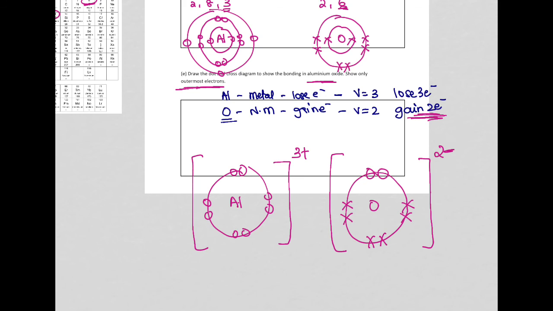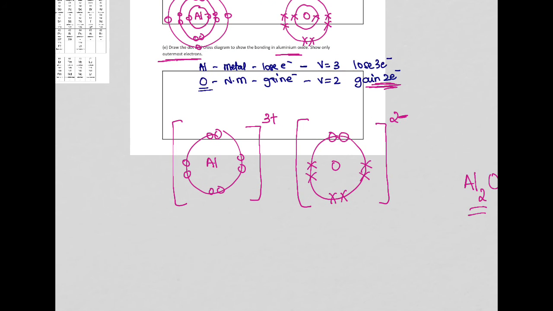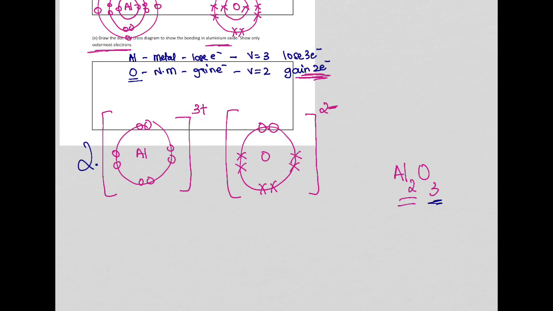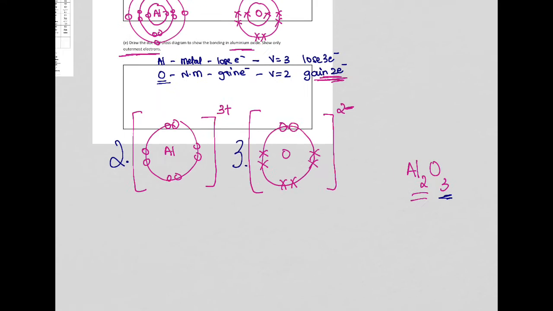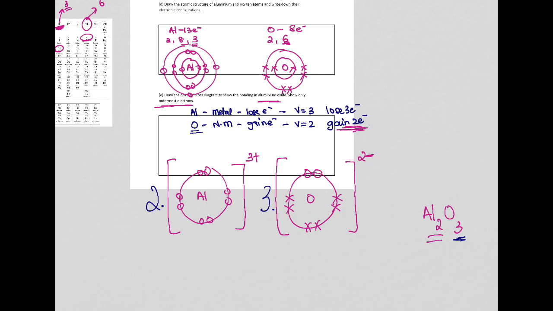Okay? Now you have to pay attention to the formula. Aluminium oxide is Al2O3. So there's going to be 2 aluminium and there's going to be 3 oxygen. So this is the dot and cross diagram for the ionic bonding.